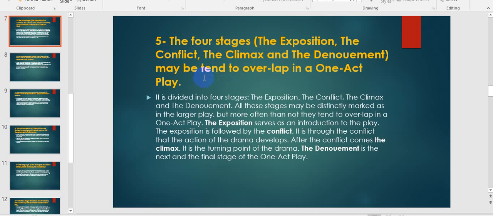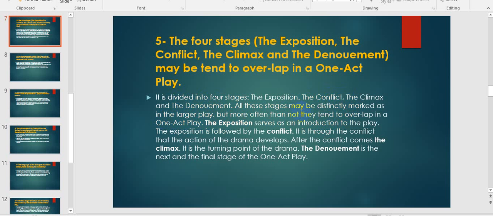So you know that the one act play, like the longer full length play, has a beginning, a middle, and an end. It may be divided into 4 stages, which are the exposition, the conflict, the climax, and the denouement. All these stages may be distinctly marked as in the larger play.